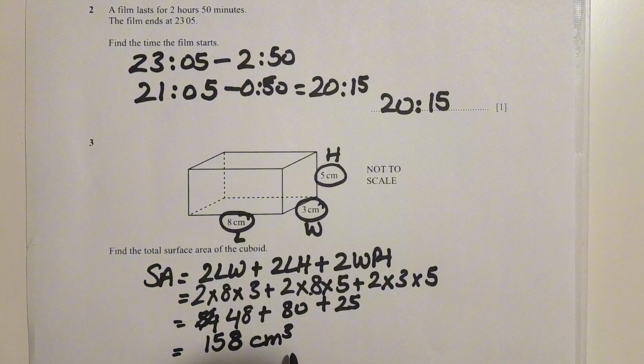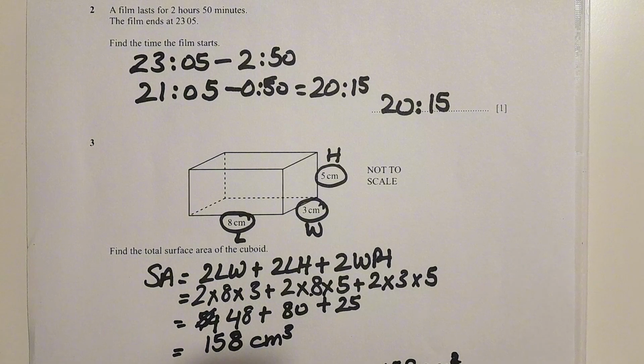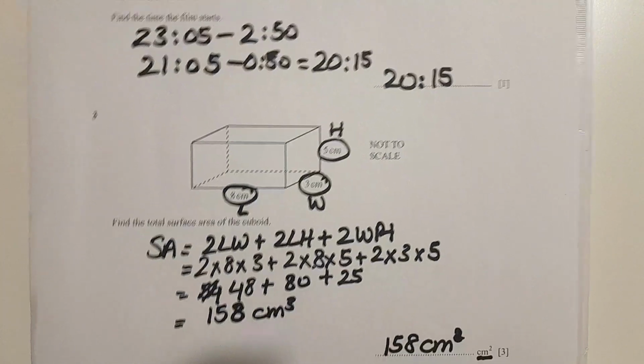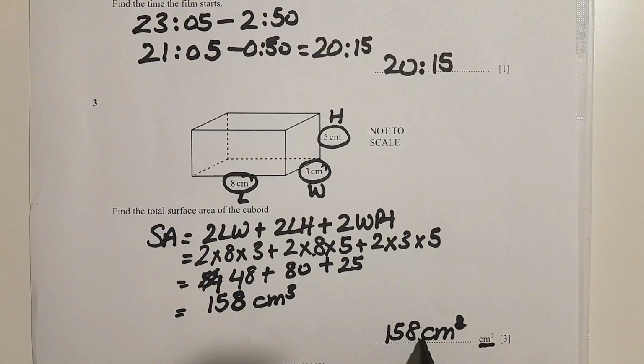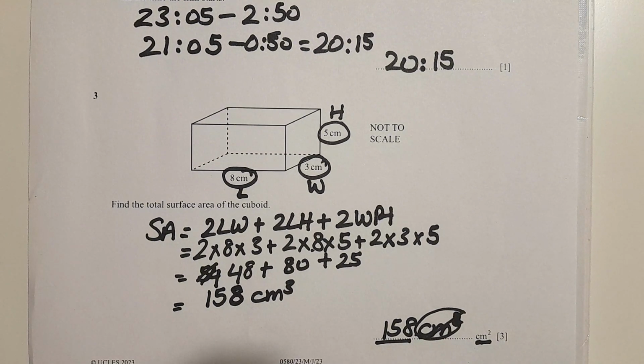So this is the final answer, 158. Here it is already centimeter squared, so instead of writing centimeter squared again, we will just write 158, and centimeter squared is already written.